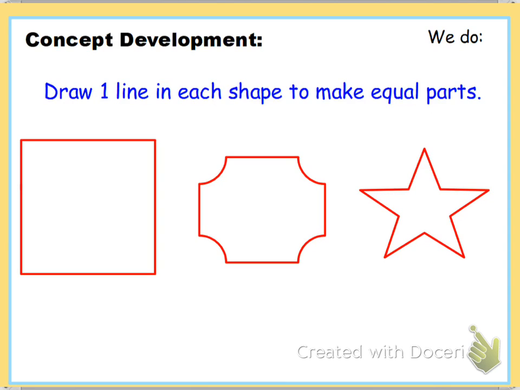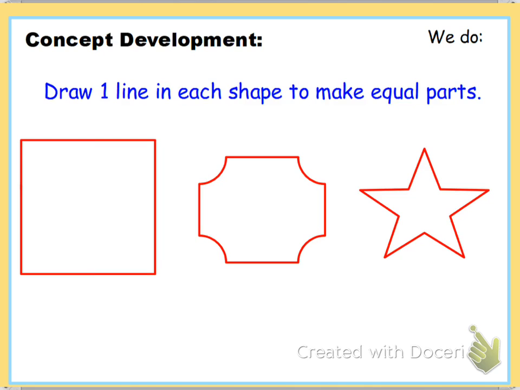So we know that we try to make equal parts, meaning that they would be the same. Which means if I were to draw one line to divide up this shape, this piece would be way smaller than this piece. So that means that's not equal. So I know that I need it to be in the middle as best as I can do. Okay, now this looks more equal.